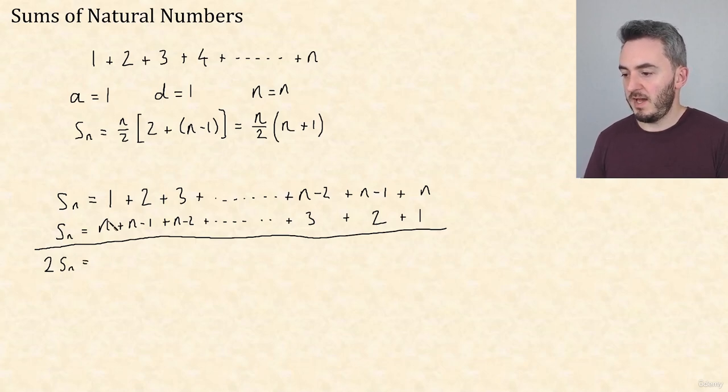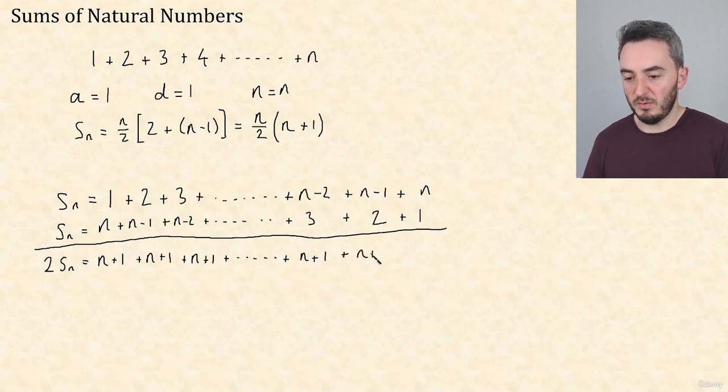And what do we get here? We get n plus 1. N minus 1 plus 2 is n plus 1. N minus 2 plus 3 is n plus 1. And of course, it's going to be n plus 1 all the way down, because each time you're increasing one of them by 1 and decreasing the other by 1.